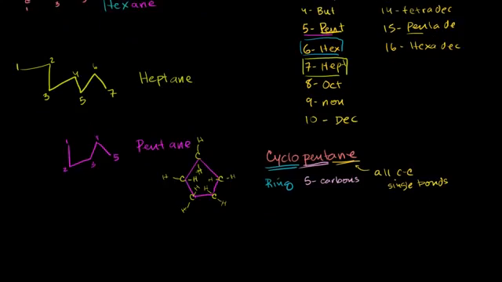So let's say I have cyclononane. So what is this telling me? This tells me I'm dealing with a ring. It's going to have a ring structure. It's going to have 9 carbons, 9 Cs, and then it's an alkane, so they're all going to be single bonds. So if I want to draw it, I want to draw 9 carbons in a ring.